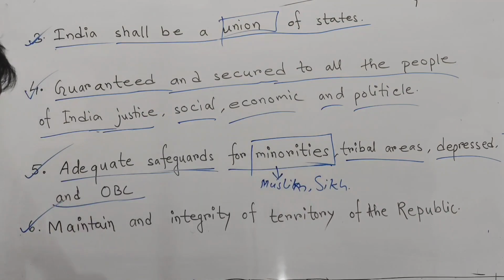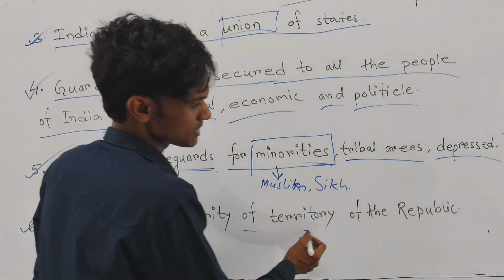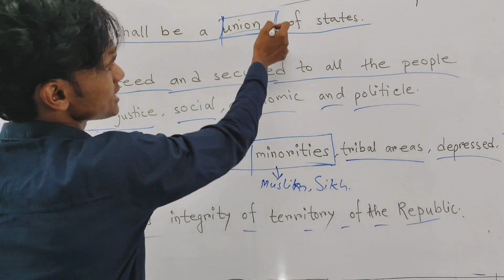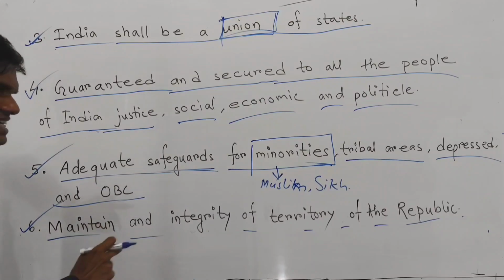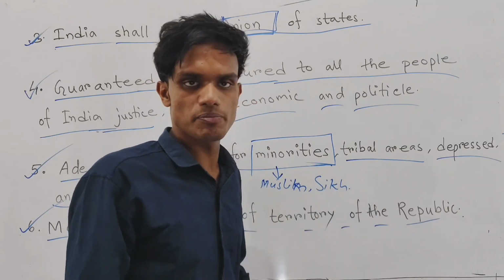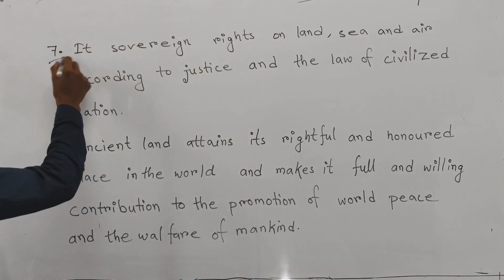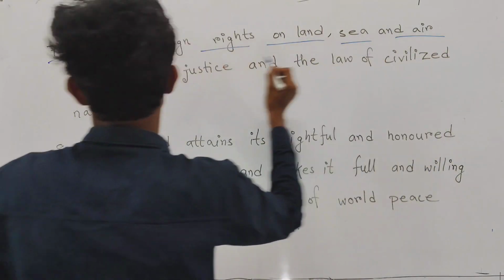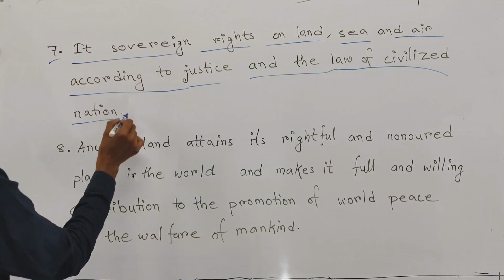The sixth point of the resolution was to maintain the integrity of the territory of the republic. So, if India is a union of some states, the Constitution needs to maintain the integrity of the territory of the republic. The seventh point of the resolution was its sovereign rights on land, sea, and air according to justice and the law of civilized nations.